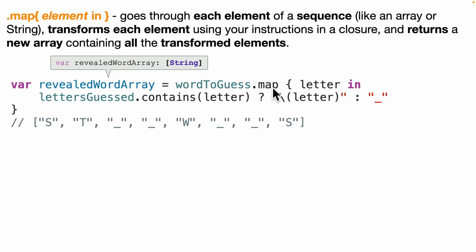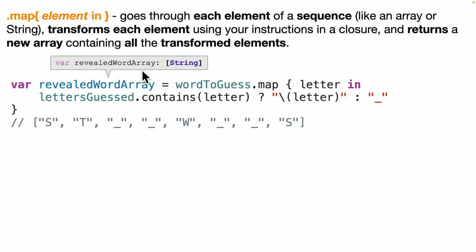We go through each element of the sequence. So in this case, we're going through each letter in the string word to guess. And we're going to transform that using the instructions that are in the closure, inside the curlies here. And this is going to return an array of transformed elements. So that's very important to know. .map gives us an array, which isn't really what we want. We want a string, but we're going to be able to work with this.